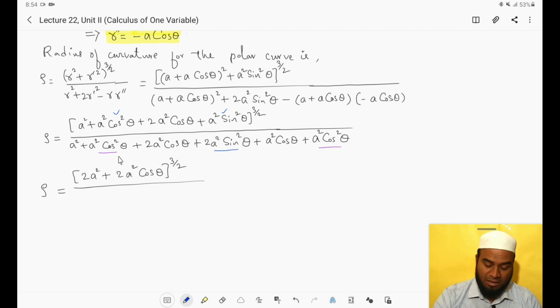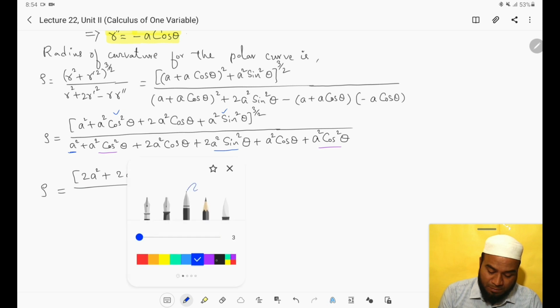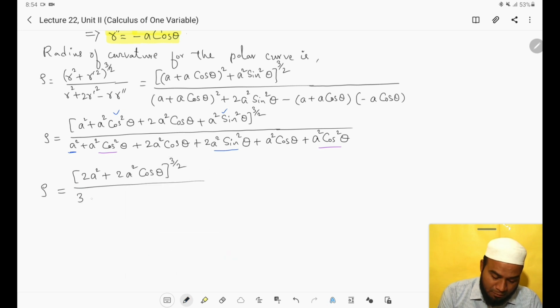2a square will remain, and you observe this term also. So 2a square and one more a square is here. So total how many a squares will be there? 3a square, right? Whatever the terms are marked, already those terms are considered and simplified.